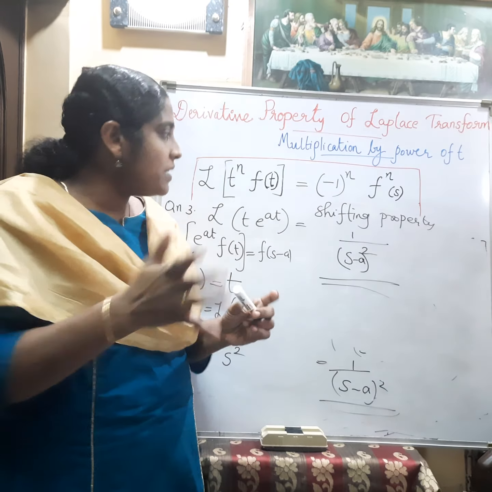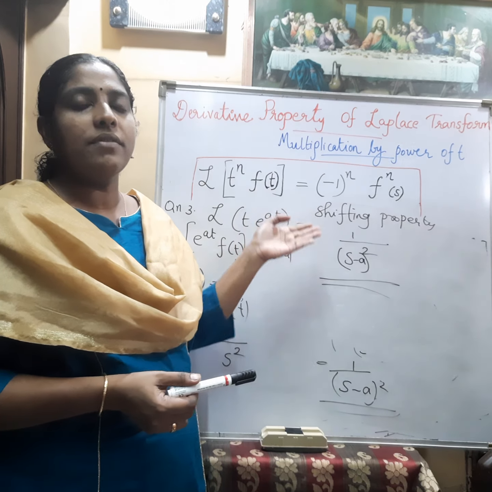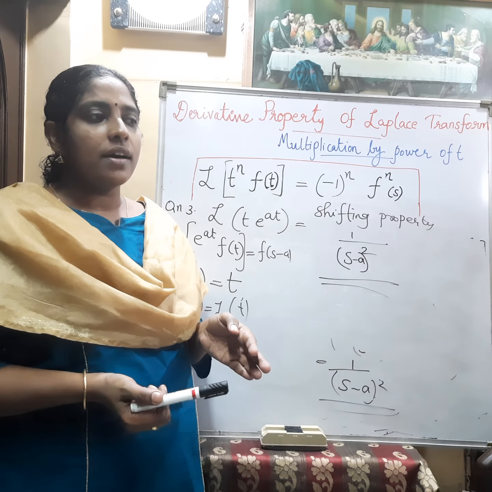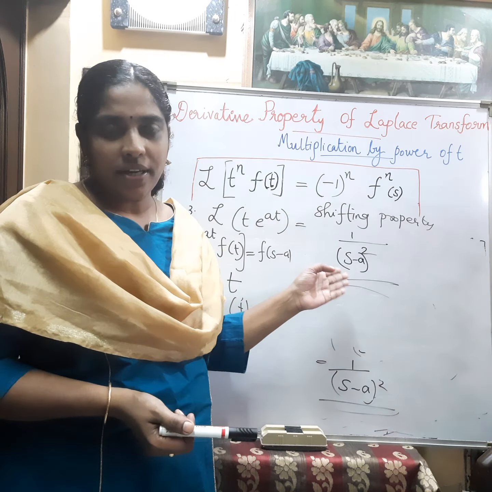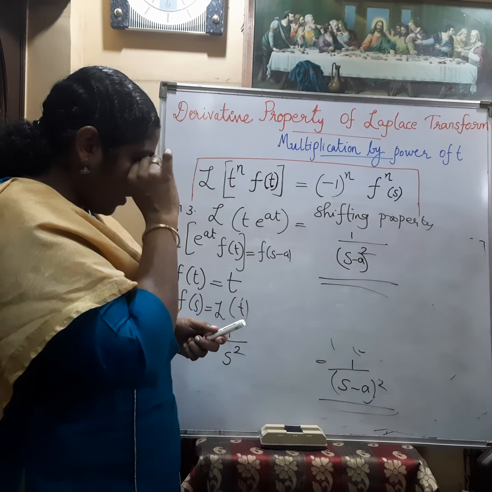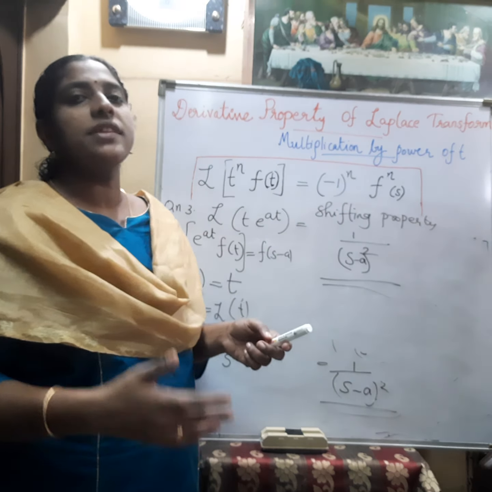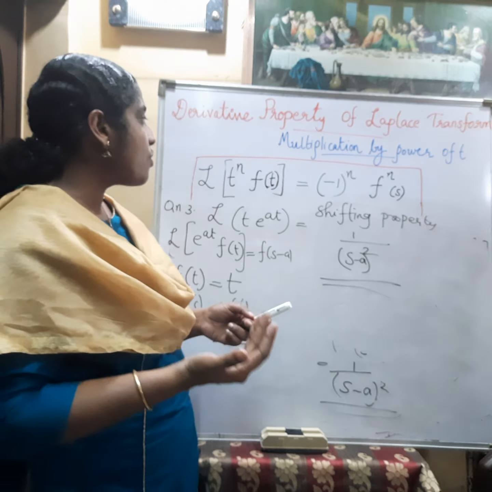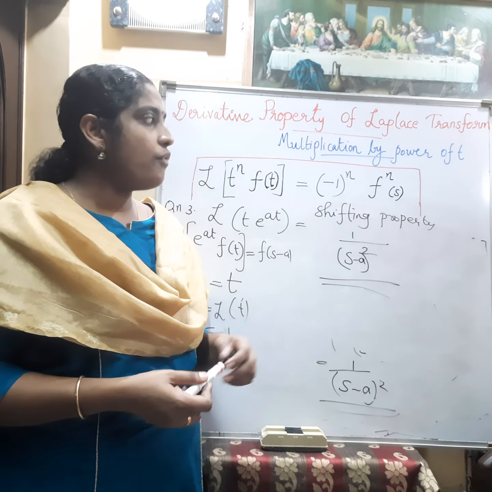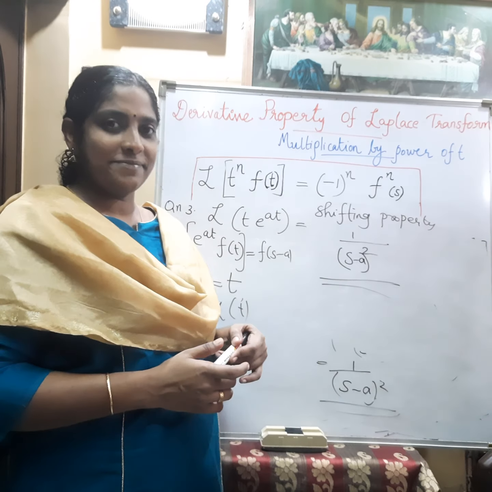But according to me, if the t raised to n power is multiplied by an exponential function like e raised to at, it is easier to use the shifting property than finding the derivative. If it is t square, then it will be the Laplace transform of t square. So for any function that is multiplied with some powers of t, we can use the derivative formula of the Laplace transform of the function, including the negative powers of n. Okay, thank you.